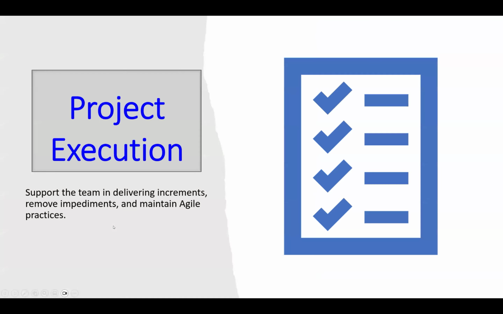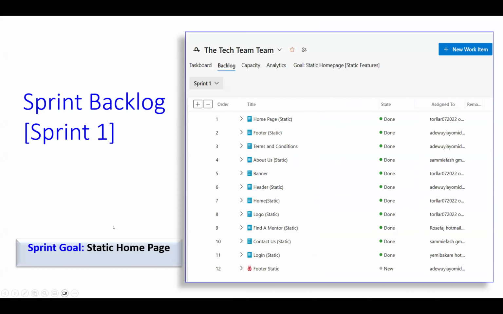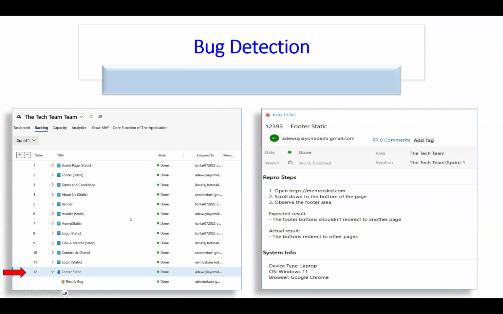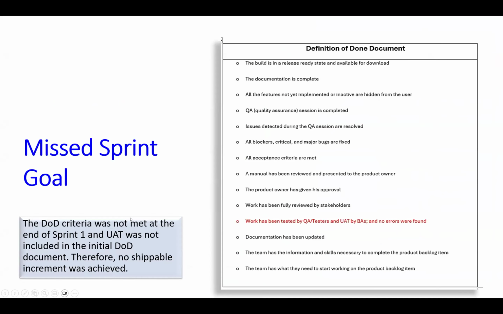Next, project execution. 12 user stories were committed in sprint 1. We detected 1 bug in sprint 1, but unfortunately we missed the sprint goal. And that was because the definition of done was not well defined.